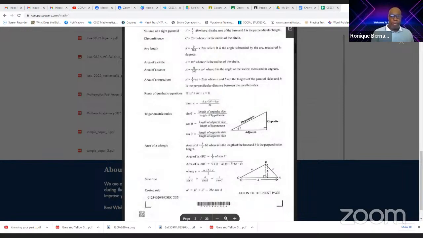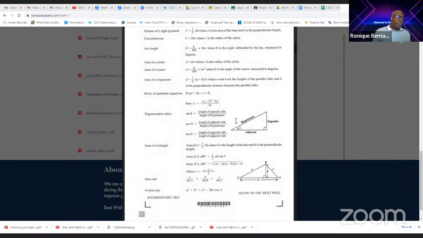Okay. So here we are. All right. So as you can see now, you are given the formulas. Now you are given the trig ratios. So you don't need to memorize the trig ratios that are given in the exam. You just need to know how to use them.